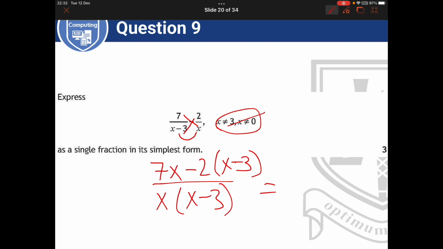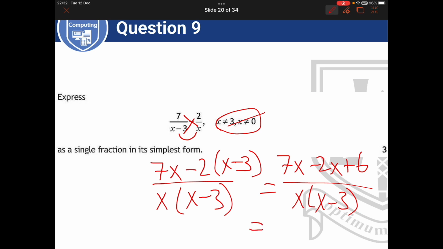Now we can multiply out the bracket and begin to tidy up. So 7x minus 2 times x is minus 2x. And then minus 2 times minus 3 is plus 6. So you notice how that didn't work out as minus 6. On the bottom, x times x minus 3, you don't actually get any marks for multiplying that out, so we can leave it as it is.